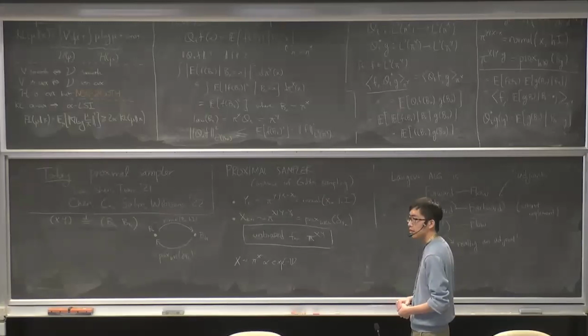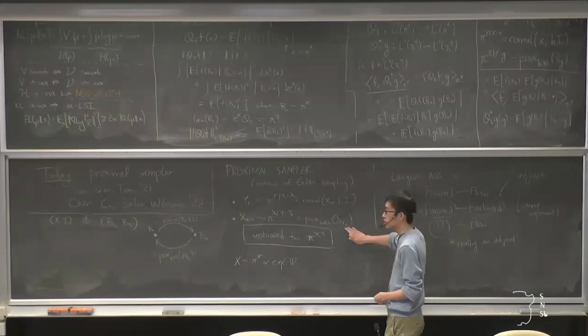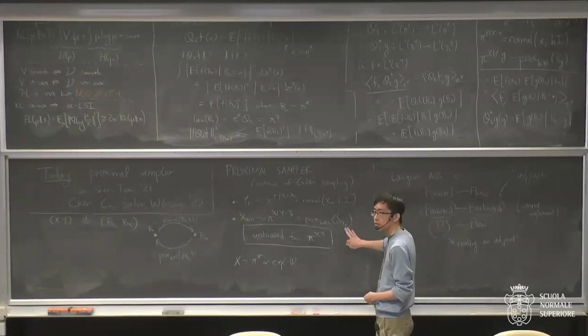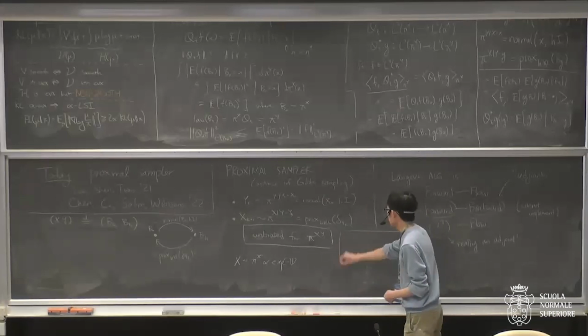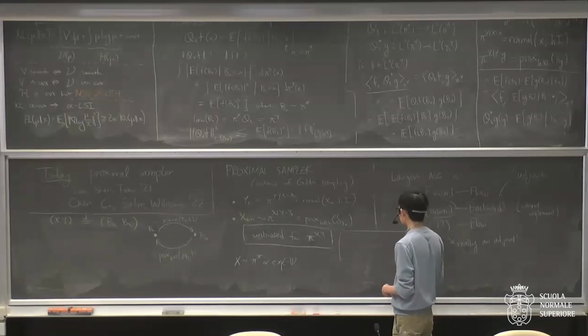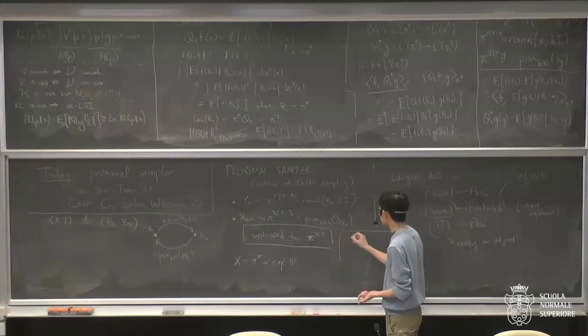Sorry, what do you mean? These prox that you wrote. This one, yeah. Yes, this is point by point. So it's not the prox of the measure of the law of Y_k. Right, so this is not exactly a sampler of a prox of the law of Y_k. Exactly. So this is nonlinear.